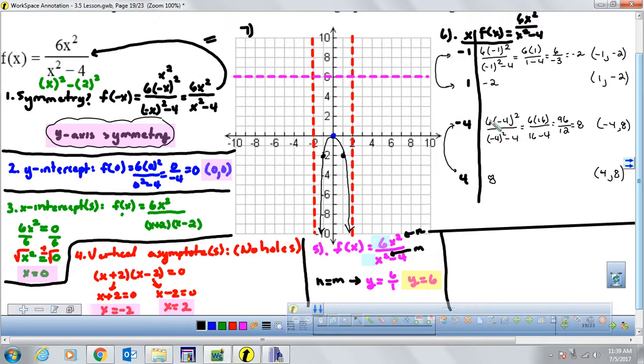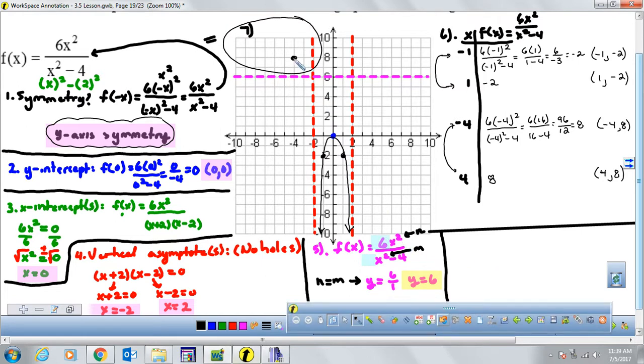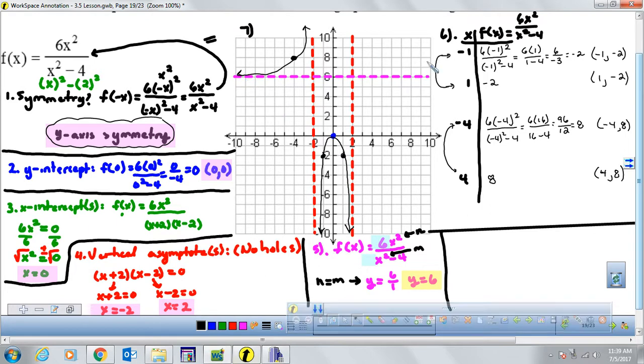Now the other points, -4, 8. -4, 8 is up here. So that means that the curve from this section is going to be on this little piece on the top. Okay. So when the graph gets close to this asymptote, it's going to slant vertically upward right here, and when it gets close to this asymptote, it's going to slant horizontally to the left. Now the last point is 4, 8. 4, 8 is right here. So as the graph gets close to this asymptote, it's going to slant vertically upward right here, and when it gets close to this asymptote, it slants horizontally to the right.